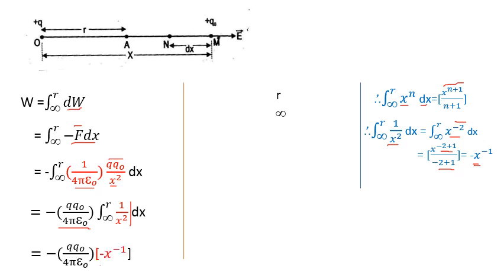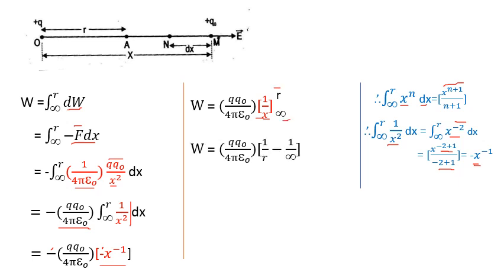Substitute here. Now I have substituted. One more point: see this minus sign and this minus sign, it will become plus. And the next step is like this. Now we have to substitute these limits, infinity and r. On substituting this, we will get this step: 1 upon r minus 1 upon infinity. The value of 1 upon infinity is 0, while the constant factor is as it is.